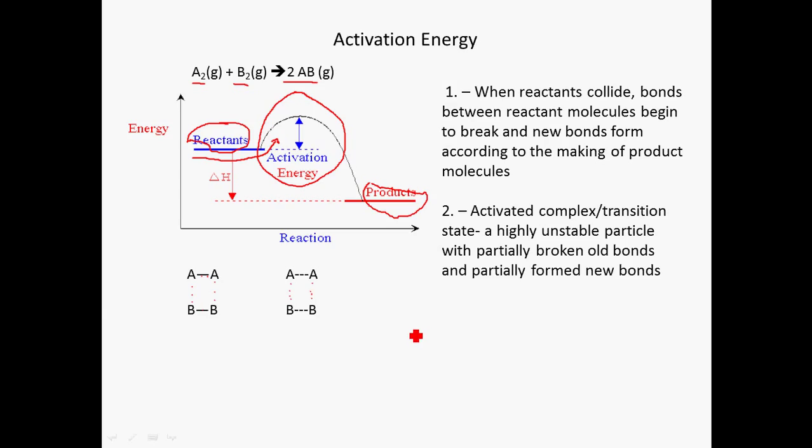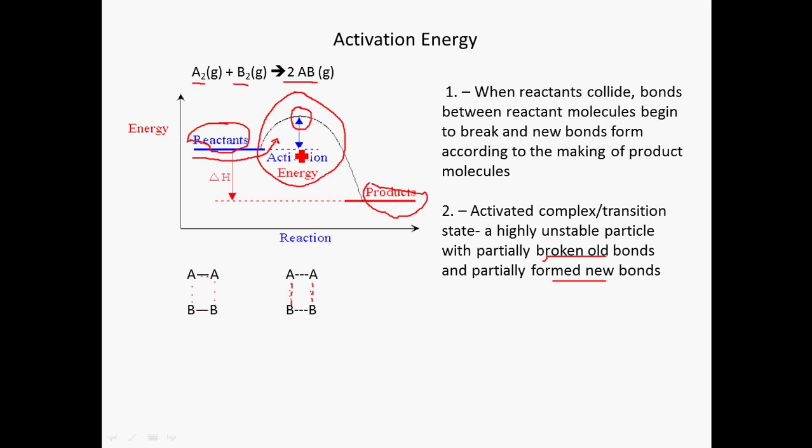Our activated complex is a highly unstable particle, and our activated complex is located right at the top of our hump right here. And it's a very transitional kind of complex. In other words, it doesn't stay around for a long time. It's very unstable, and it's made up of partially broken old bonds and partially formed new bonds. So it's kind of like this, only these bonds here now become a little bit better formed and a little bit stronger. So this is our activated complex. A little bit of A, a little bit of B, and a little bit of AB.